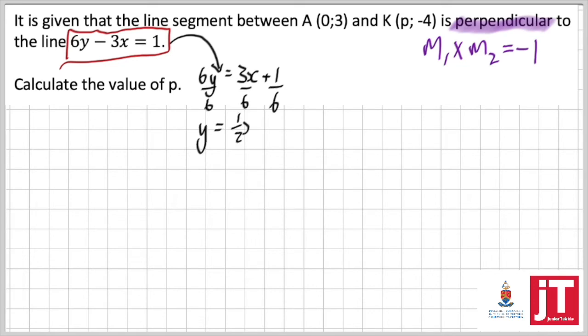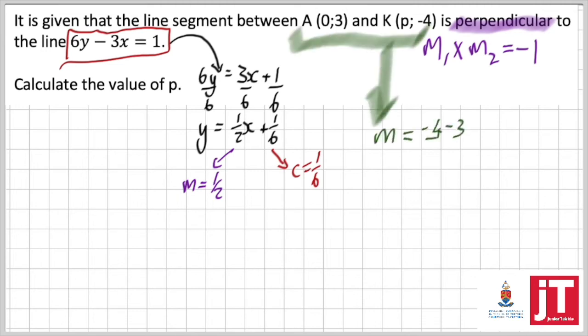So therefore, I'm making y the subject, so I'm getting y alone, because this tells me that the gradient of that line is 1/2, and the c value is 1/6. I'm not going to worry about the c value. I want that m value. Why do I want it? Because I'm going to use it with the gradient between A and K by simply using my formula. If I simplify my formula, I get -7/P.